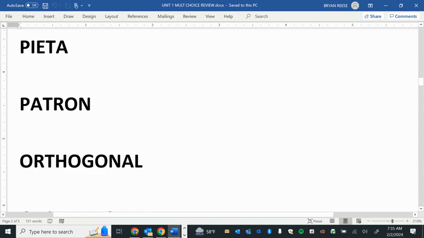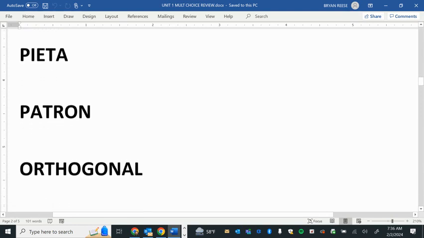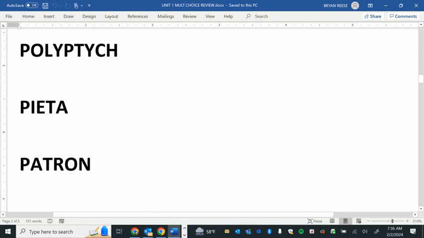You should know what the Pietà is. A Pietà was a common image in the Renaissance, just like the Annunciation and Deposition and Entombment. There were lots of Pietà artworks. You should know what a polyptych is. There's diptych, triptych, polyptych. You should know the difference between them.